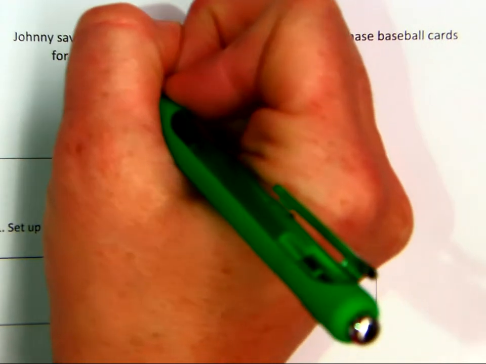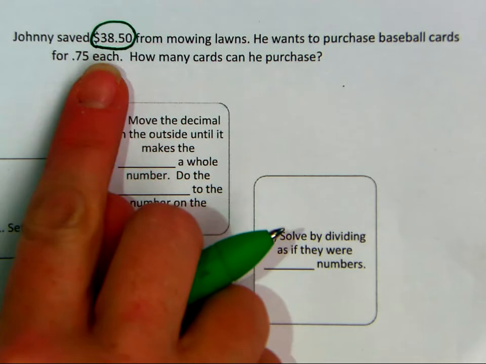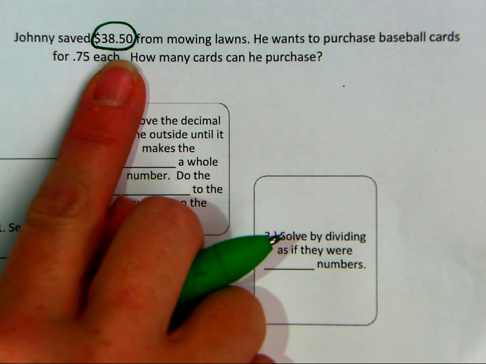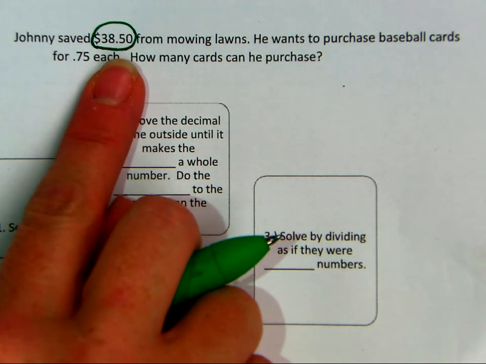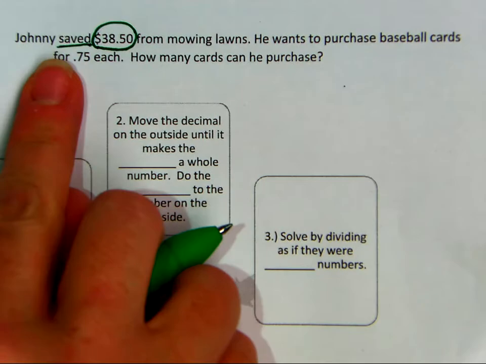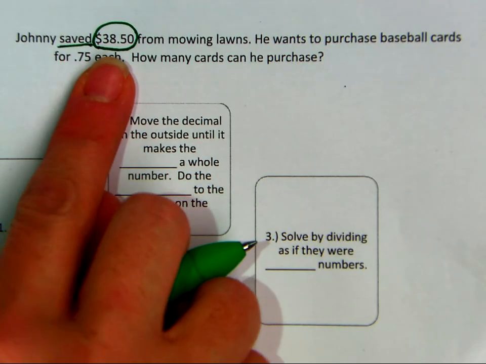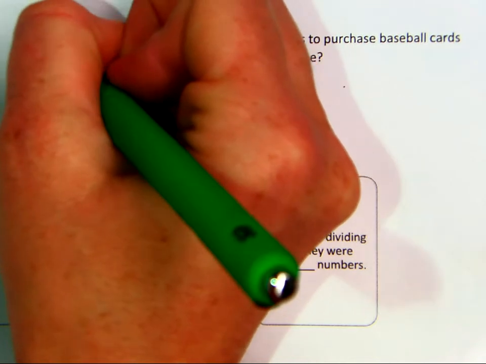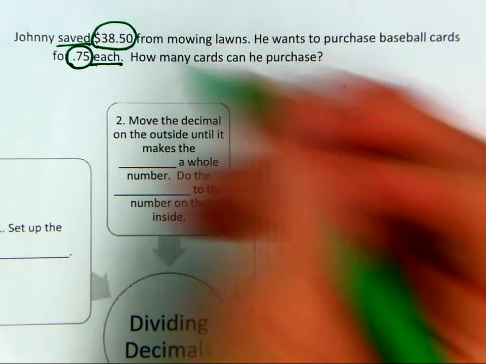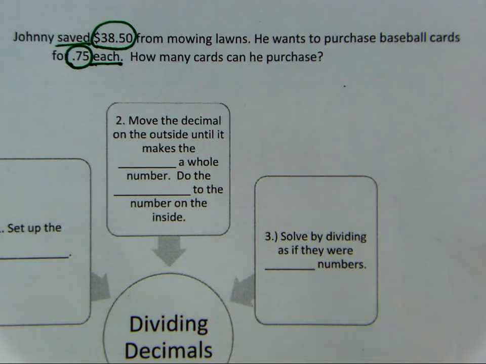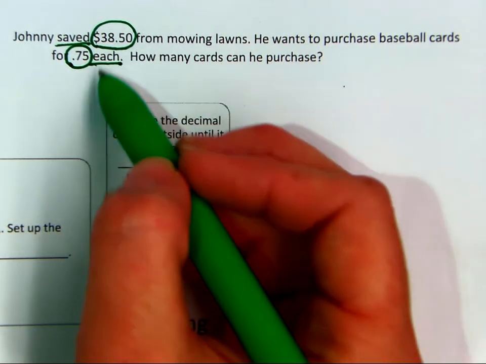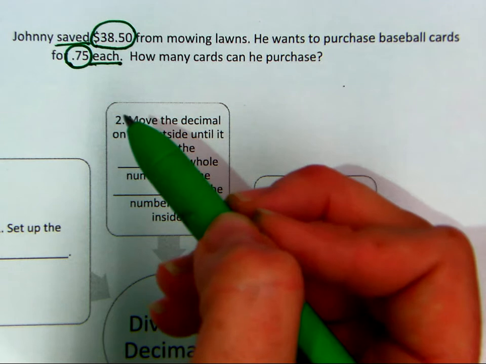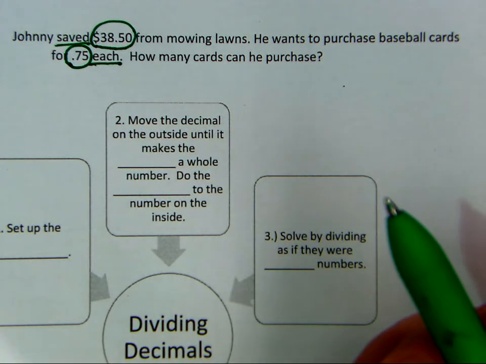So I'm going to circle my numbers, and I'm going to ask myself, that $38.50, what does that represent? And it represents the money that Johnny saved. Saved $38.50. He wants to purchase baseball cards for 75 cents, that's a number, each. Each tells us that we're going to be dividing. We're going to be dividing the amount of money that Johnny saved by the 75 cents. That is a detective word that we can use to determine what is the type of problem that we're going to be doing.